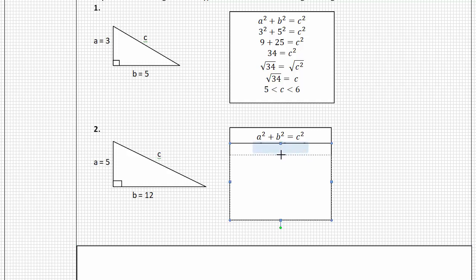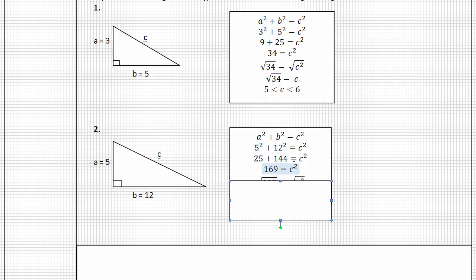So first, you plugged in the values for A and B, I would agree. A was 5, so we would fill in 5 squared, plus B was 12, 12 squared equals C squared. We want to square each of these numbers. Your next line should say 25 plus 144, these are the perfect squares of each of those numbers, equals C squared. We're ready then to add 25 to 144, which should give us 169 is equal to C squared.